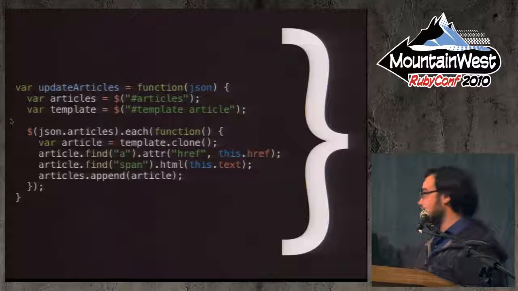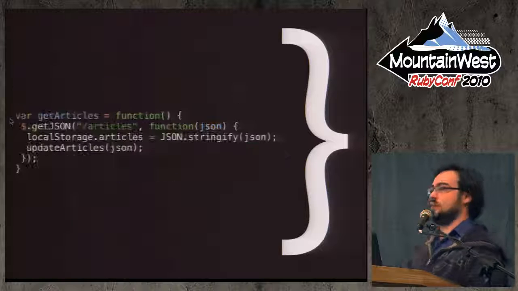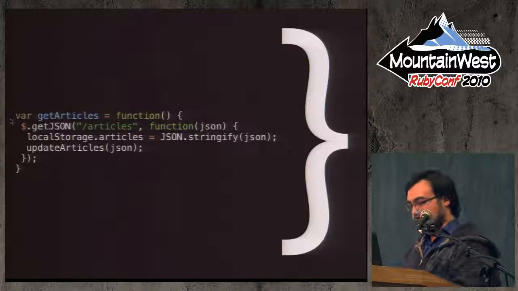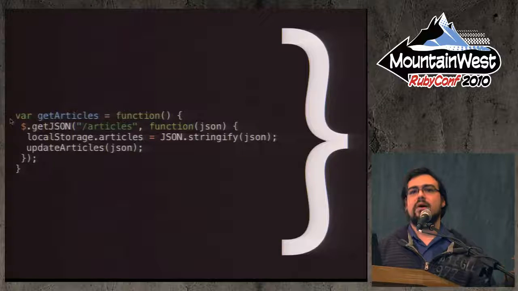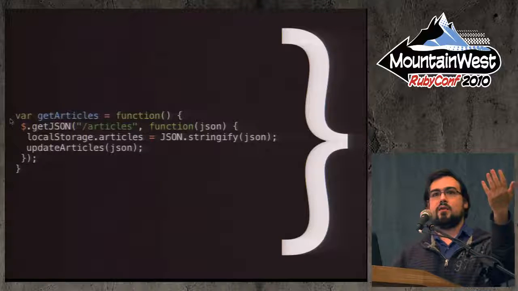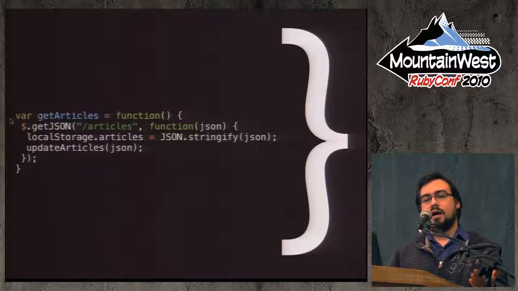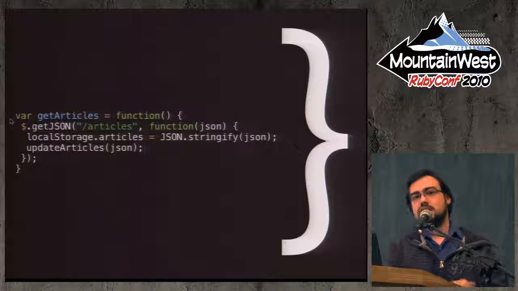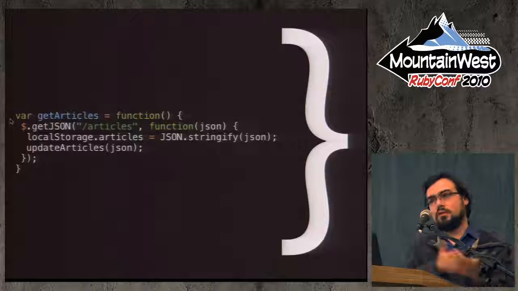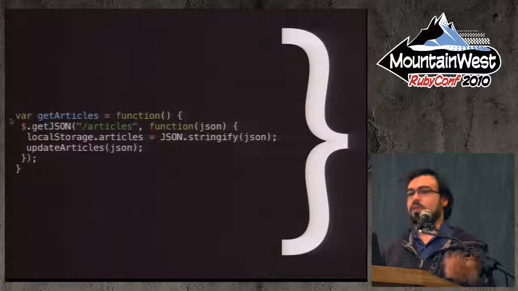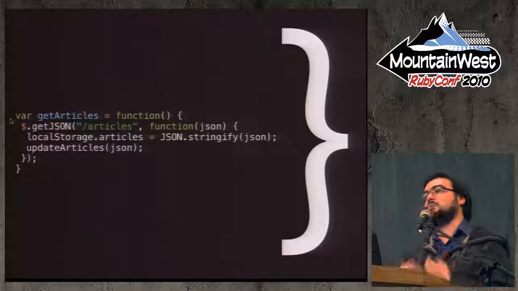Update articles is simple. It's basically exactly what we had before, but it takes JSON that you can now pull out of local storage. Get articles is the same getJSON we had before. So basically, what you have now is something that shows up right away. You have the ability to pull the actual content out of local storage that's sitting on your phone and isn't going to get wiped away when the user clicks off the page. And you have the ability to display a loader while you're possibly getting more information.